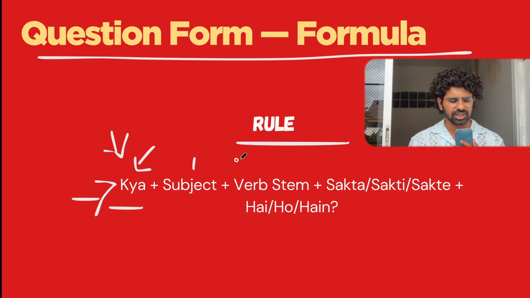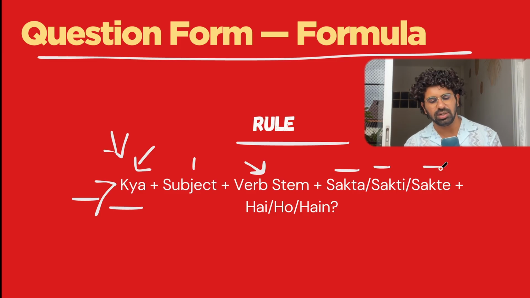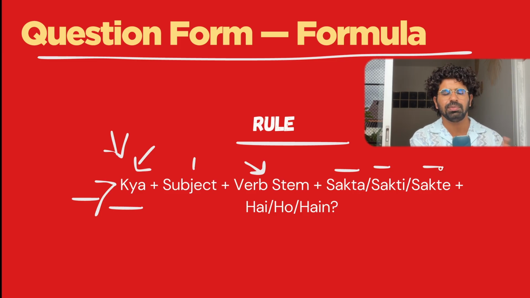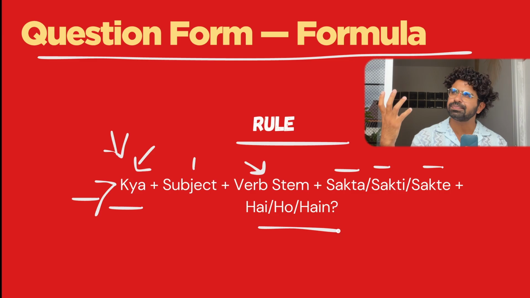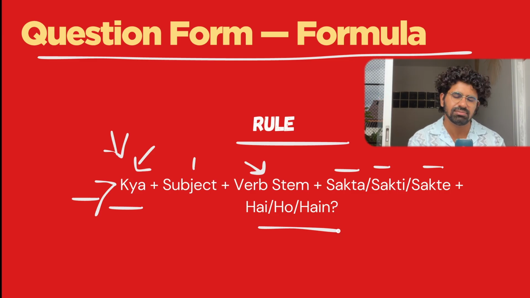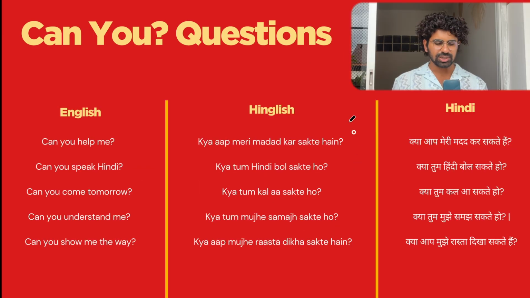So for example, subject, and then the verb stem, and then sakta, sakti, sakte. It doesn't really have to be only present tense, it can be past or future as well. And then hai, ho, hai, depending on what the tense of the sentence is, there would be the helping verb, the ending. Okay, so let's look at some. So can you questions. Okay, so let's go.